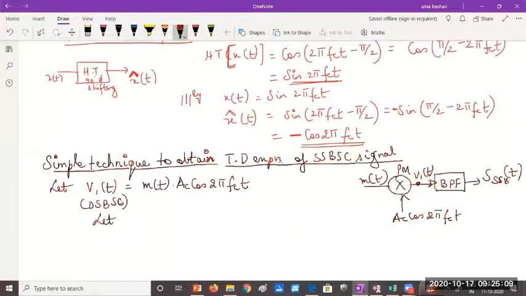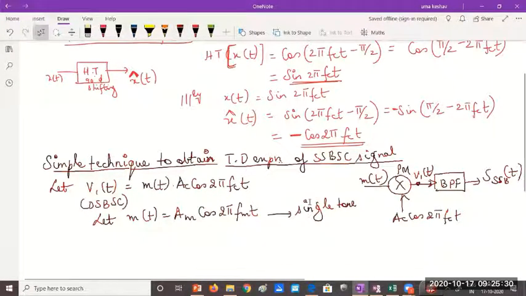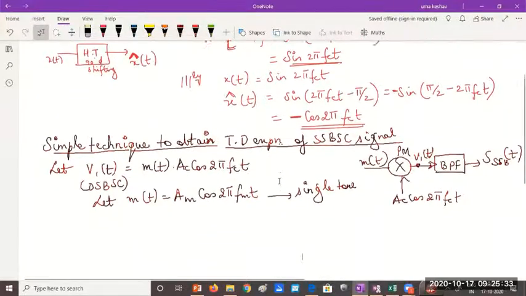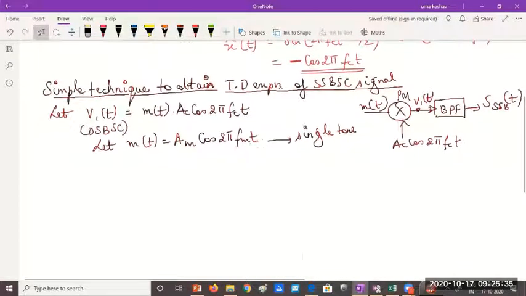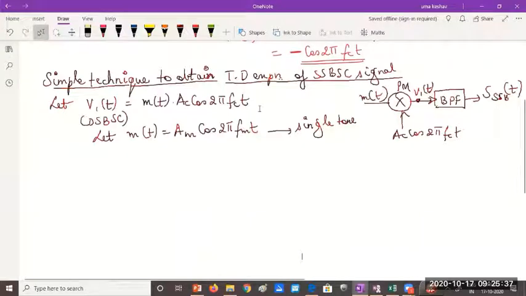So to get the expression, I'll just go to single tone. Let M of t be a single tone message, AM cos 2 pi FM t. Okay. So this is a single tone message. I'm telling you, this is a very simple technique to get the equation. This is not the exact technique which we do. In the exact technique, it's much more complicated analysis mathematically. We'll be using complex envelope and Hilbert transform, everything.